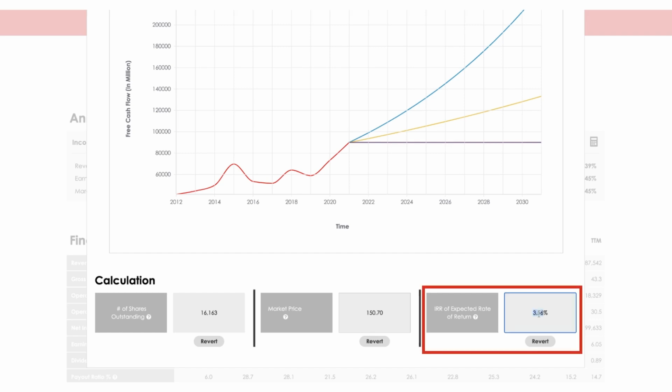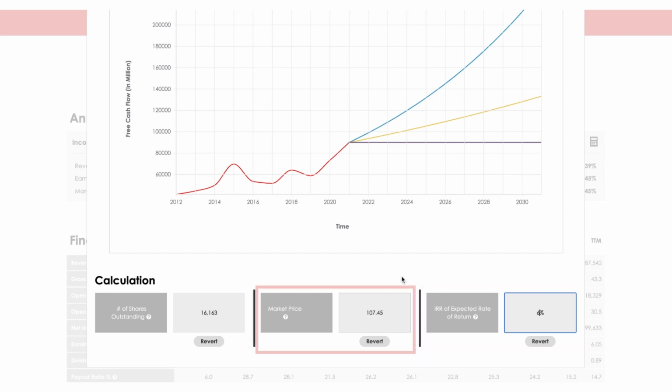Let's see. By inputting 6% into the expected rate of return, we can see that we'd need to buy Apple stock at around $107. This is considerably lower than its current price, but should there be a big sell-off, we can watch this price target and buy shares as it approaches that level.